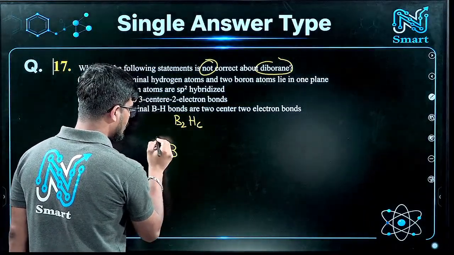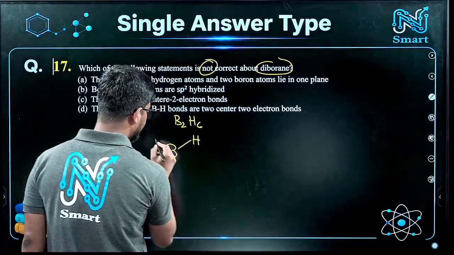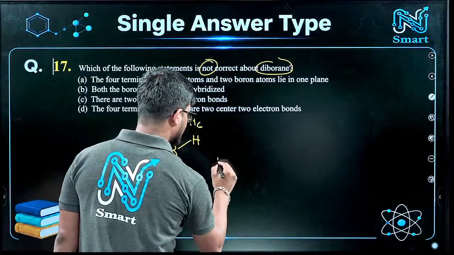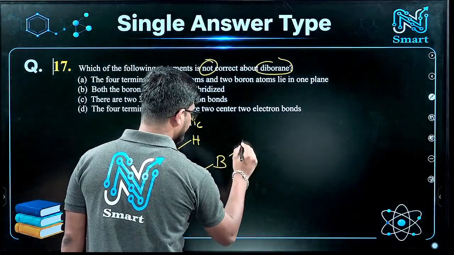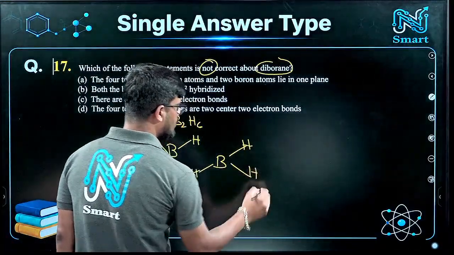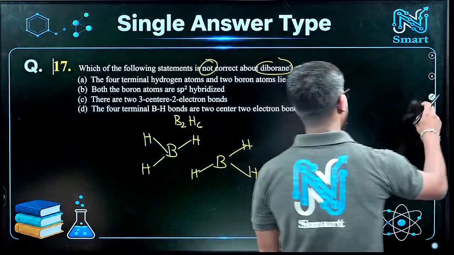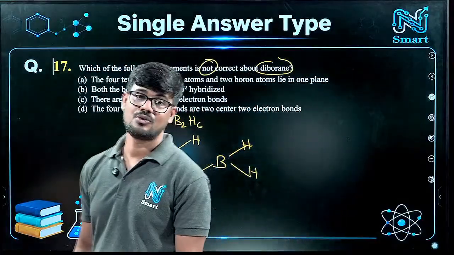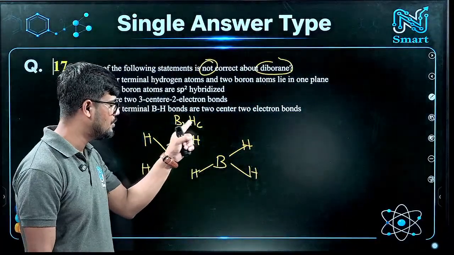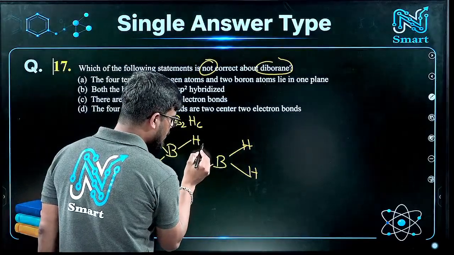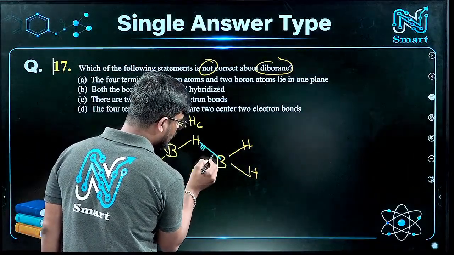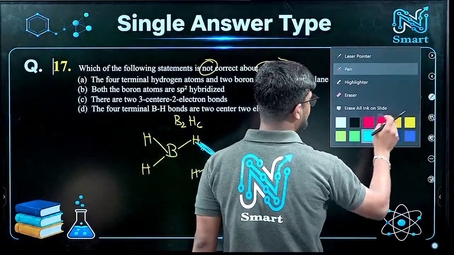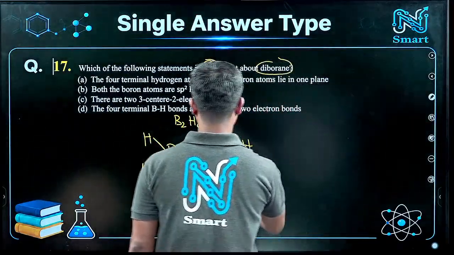B2H6. So here one hydrogen like this, another boron we have. Now if you consider them as individual molecules, then you will make a mistake, because diborane means these two hydrogens will form a hydrogen bond like this, and that banana bond is also there.